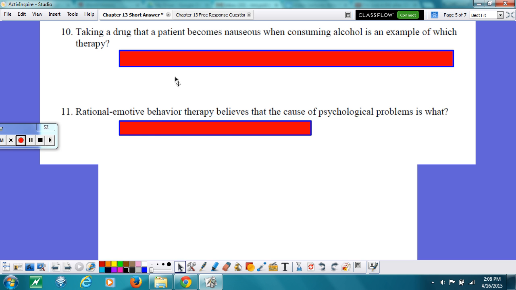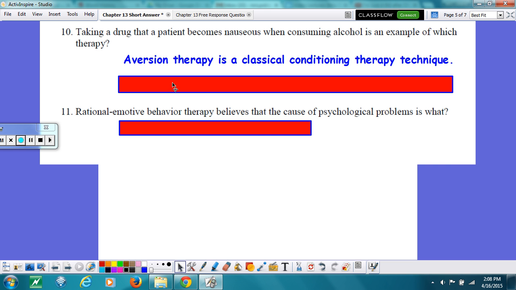Question number 10. Taking a drug that makes a patient become nauseous when consuming alcohol is an example of what type of therapy, and this would be aversion therapy. This goes back to classical conditioning, and you might think about John Garcia and his work with sheep, but the idea is to give an individual a certain medication. When they consume alcohol, it makes them incredibly nauseous, and at some point, that reinforcement, I should say, the pairing of this will make an individual nauseous every time they drink, and they will avoid alcohol.